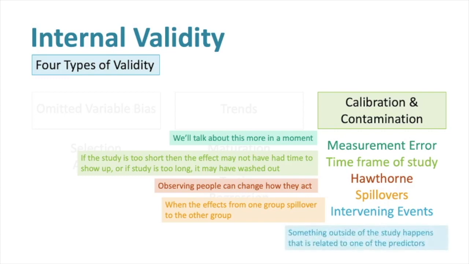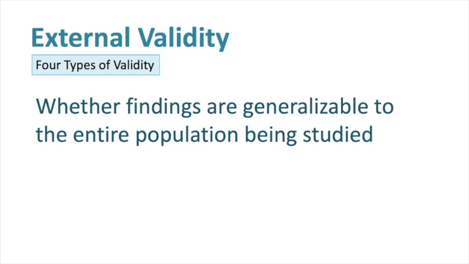And then this last one, intervening events. This is when something outside the study happens that is related to one of the predictors. This can be really anything that happens to a single individual or to a group of individuals that affects something about their predictors, something about their characteristics, and that will again introduce this confounding factor into the study if not controlled for. That is it for internal validity.